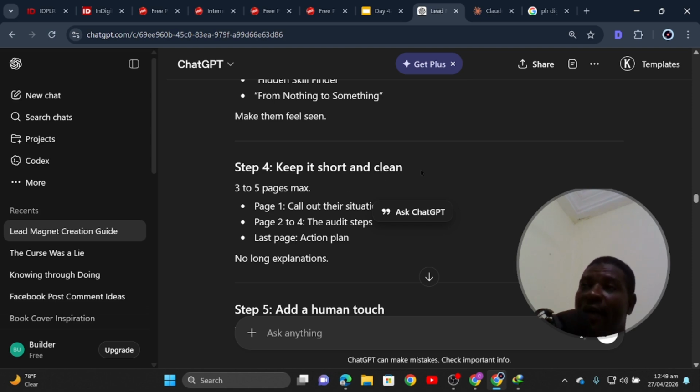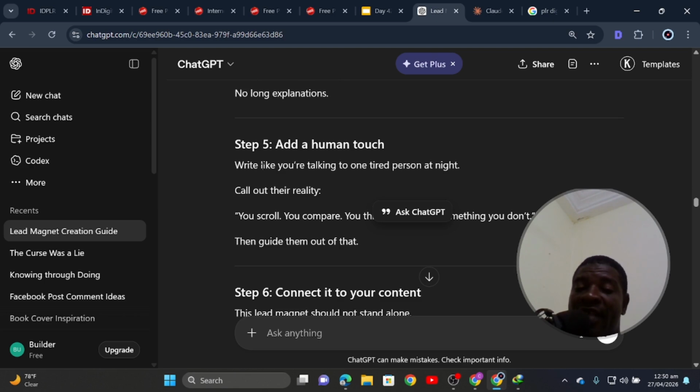Step 4, you keep it short and clean. Like I've told you, 3 to 5 pages. It should be very short. It shouldn't be something that a person is going to sit down and read like a book. It's supposed to be very short. So make sure you create it in such a way that it's not something they are going to spend a whole day trying to figure out. It is a solution you are giving, so just give the solution straight away.